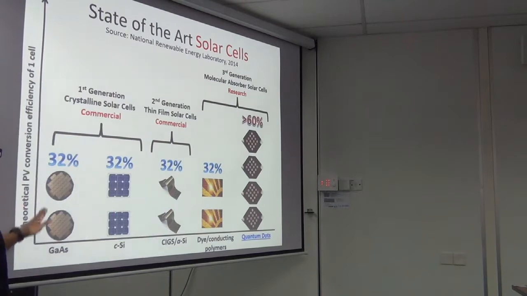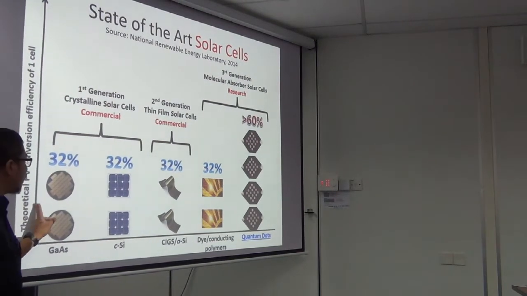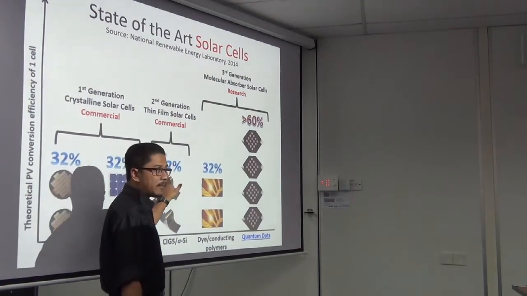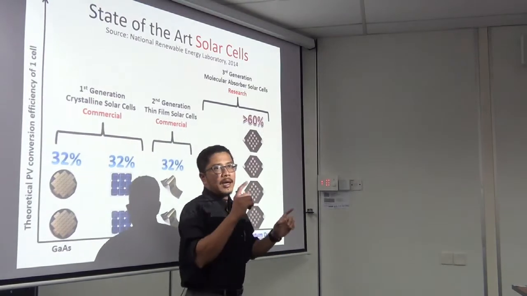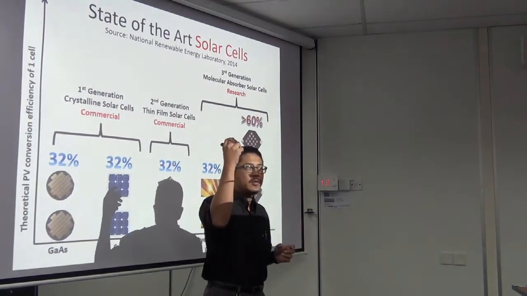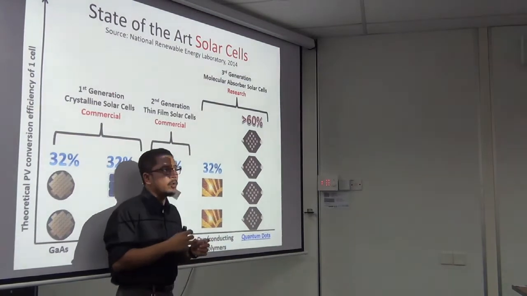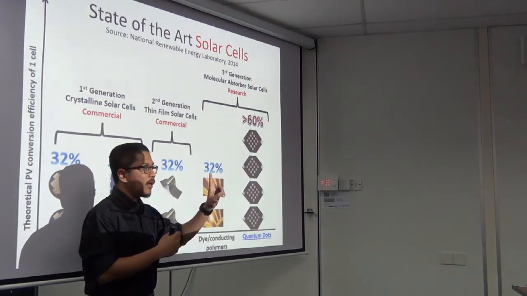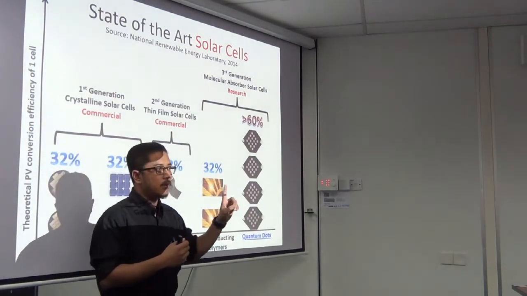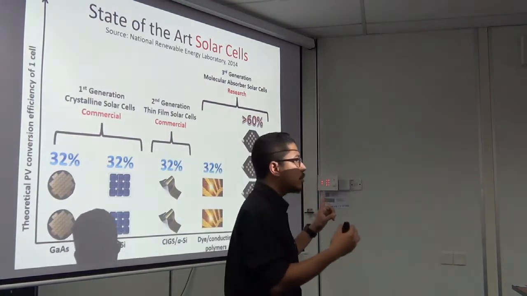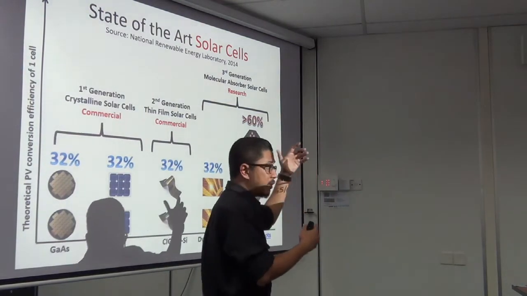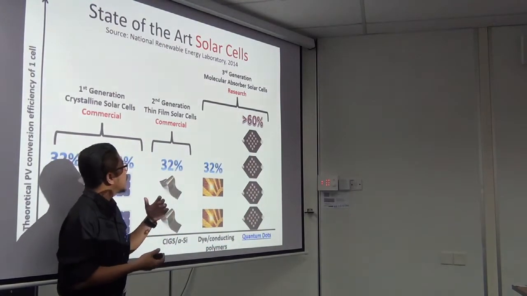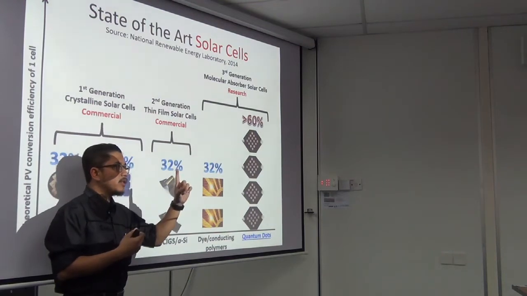And if you look at the theoretical photovoltaic conversion efficiency, the first and second generation solar cells are limited to 32% because of this. When the solar cell absorbs one photon, it can only produce one exciton. One photon is absorbed, only one exciton is produced. What is an exciton? Can you still remember? It's a pair of an excited state electron and the hole in the valence band. So one photon absorbed, only one exciton is produced.